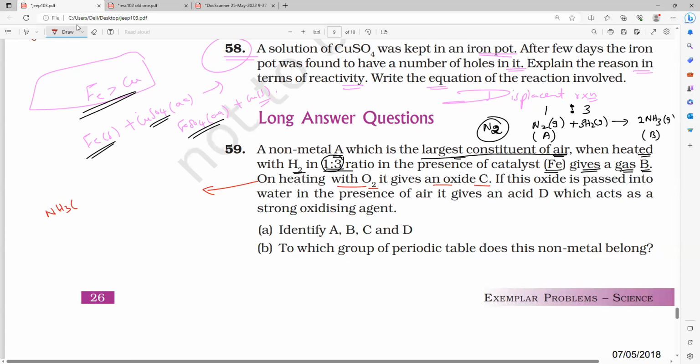NH3 gas reacts on heating with O2, which will give you oxide C. If this oxide is passed into water in the presence of air, it gives an acid D, which acts as a strong oxidizing agent. By using the strong oxidizing agent clue, I'll say, what is that acid? The acid which is one of the strong acids.